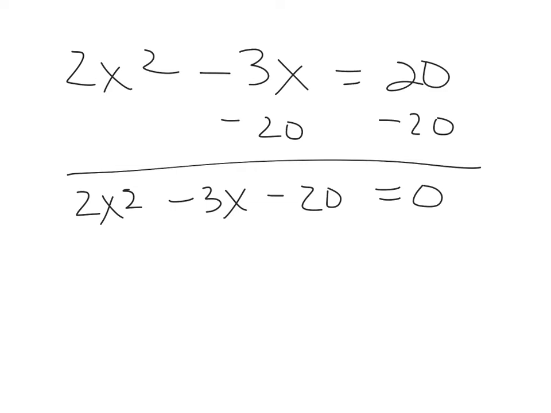And of course, first thing I'm going to say to myself is there a common denominator? Common factor, not common denominator. The answer is no. So now I'm going to do my work and try to factor my trinomial. So what times what is 2x squared? 2x and x. What times what is negative 20? Well, I've got some possibilities here.